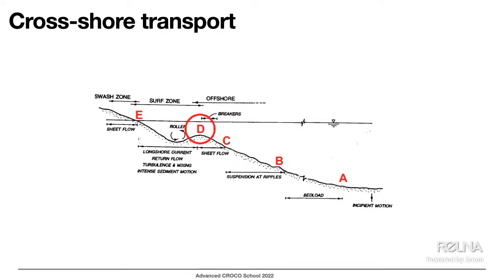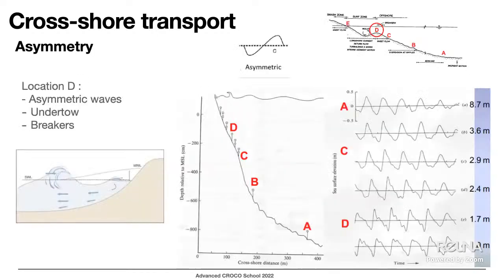So we'll still have different phenomena. The waves here become asymmetric, so it means that they are not symmetric anymore in the vertical direction. And there is also the generation of the undertow. The undertow is the current we can see at the bottom left. So the wave in breaking is impulsing some acceleration, and there is a return current at the bottom going offshore.